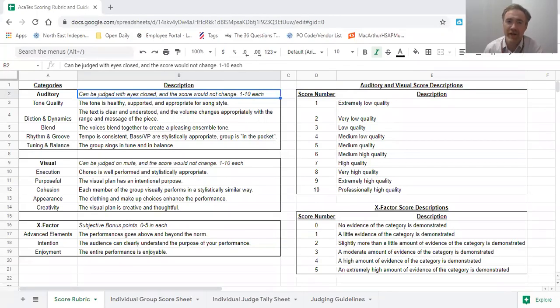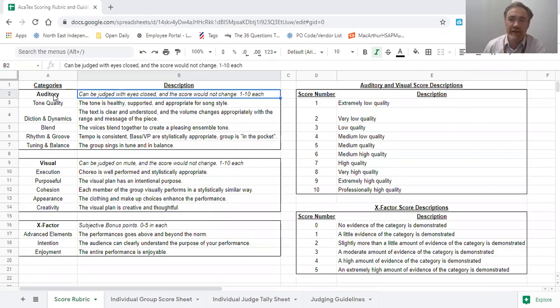Hi, y'all. My name is Matt Woodward, and I am one of the architects of the AcaTex scoring rubric that you will be using for this contest. I wanted to guide you through it and explain some of our intention for this scoring system.